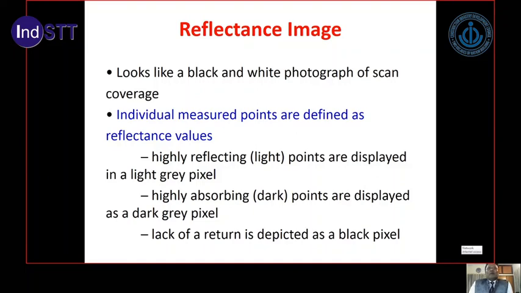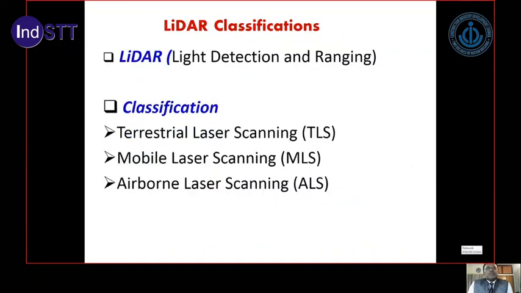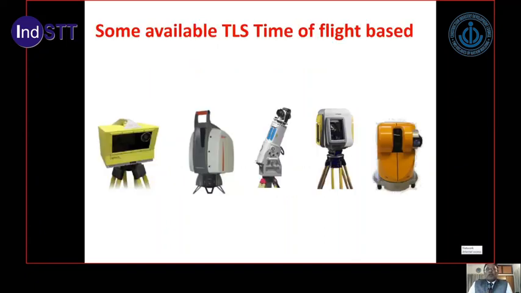We have three types of LiDAR systems: terrestrial laser scanning systems, which are used in surveying, then mobile laser scanning, and airborne. As is clear from the names, we have a system which you can mount on the ground, very close to the object; that is called terrestrial laser scanning. When you mount the system on a mobile platform like a vehicle, that is called a mobile laser scanner system. And when you mount the system on an aircraft or UAV drone, it is called an airborne laser scanning system. So I'm discussing all three here.